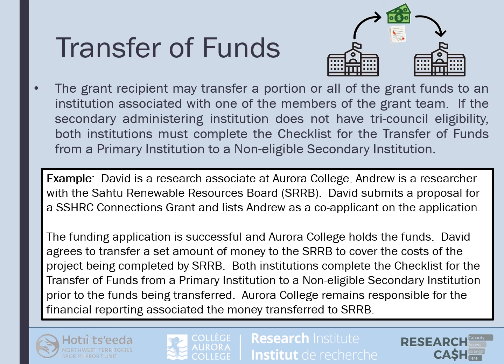So as an example, we've got David, who's a research associate at Aurora College, and Andrew, a researcher with the Sahtú Renewable Resources Board. David submits a proposal for a Connections grant, and Andrew is a co-applicant. When they are successful, David agrees to transfer an amount of money for costs of the project under SRRB, and both institutions complete the checklist and they're able to move the money over. Aurora College will remain responsible for all the financial reporting associated with the money that's been transferred to SRRB.